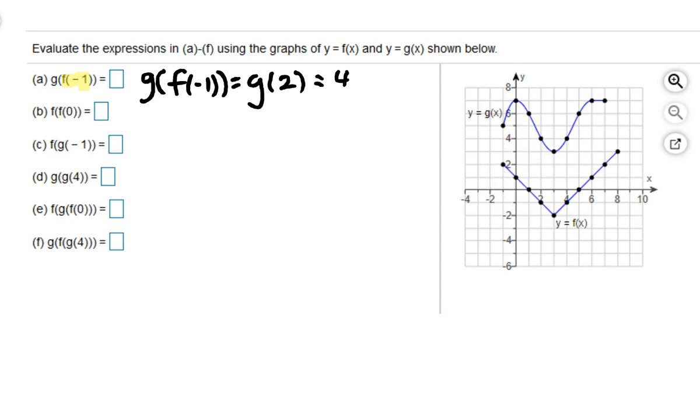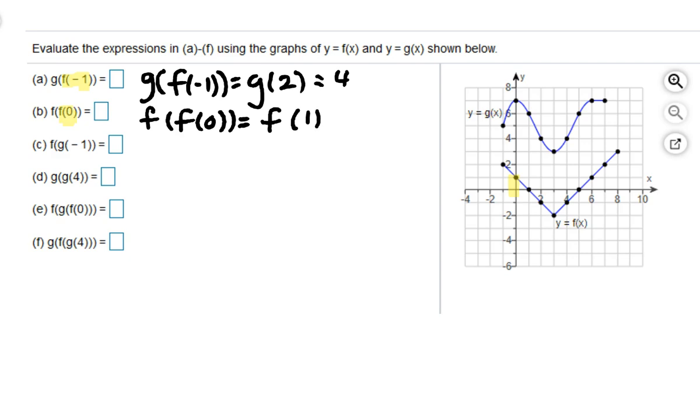Okay, let's try the next one. So the next one says f of f of 0. So like I said before, we're going to follow the symbol starting on the inside. F of 0, that's what we're going to work out first. Let me rewrite this. F of 0. I'm going to an x value of 0, going up to the graph of f, and I'm at a y value of 1.